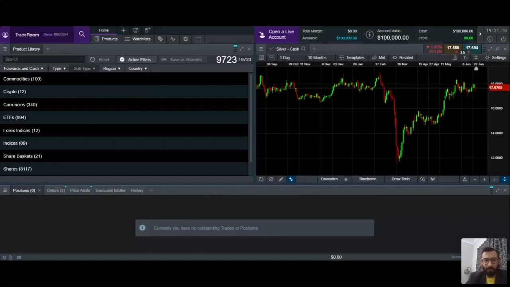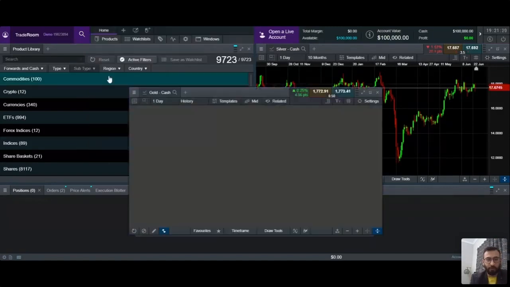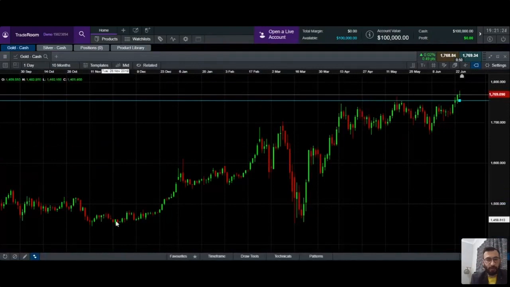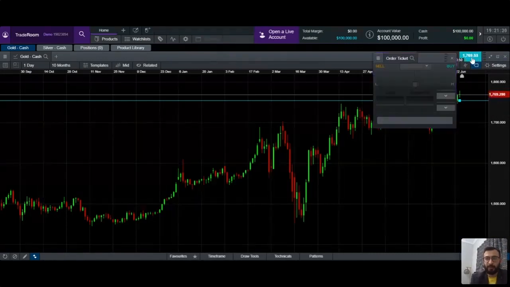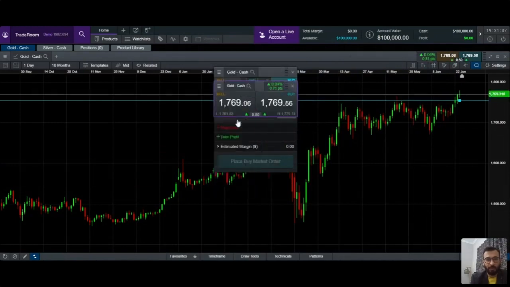What you're looking at is a trading platform, but I'm going to make it very simple. Let's take the example of gold. I'll search gold here, click on gold, commodity, to maximize this chart. Now, look at the gold prices today. This is your order ticket. I will open a quote panel so it is visible to everyone.